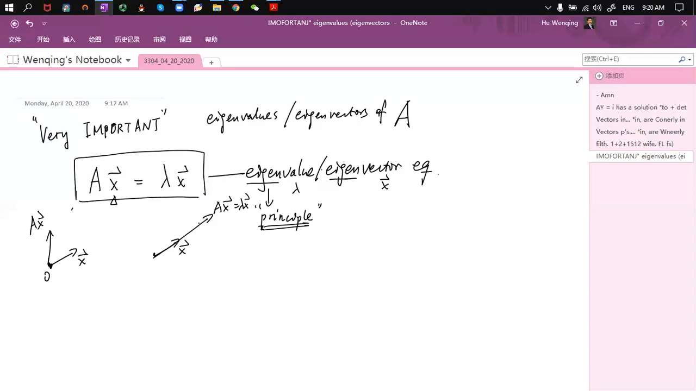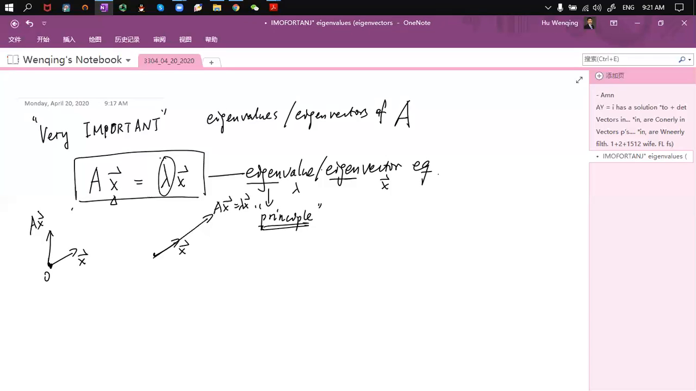And the stretch, how much alignment it does, is characterized by the factor lambda that we call the eigenvalue. So that's the characterization of eigenvectors and eigenvalues. Now the question is, how do you solve for eigenvectors and eigenvalues? How do you solve for an eigenvector?